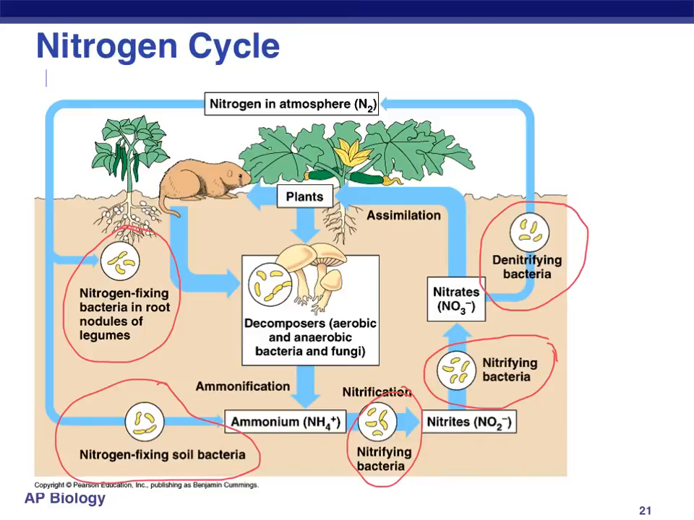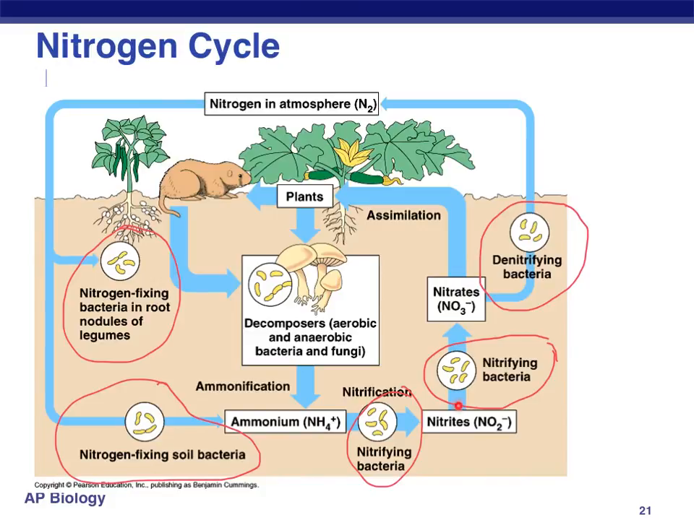When it's time to return that nitrogen back into the atmosphere, because remember this is a cycle, we have different kinds of bacteria for those purposes. We have what we call nitrifying bacteria and denitrifying bacteria. So what nitrifying bacteria do is they take this ammonia and turn it into nitrates and nitrites. Hopefully you remember that from chemistry.